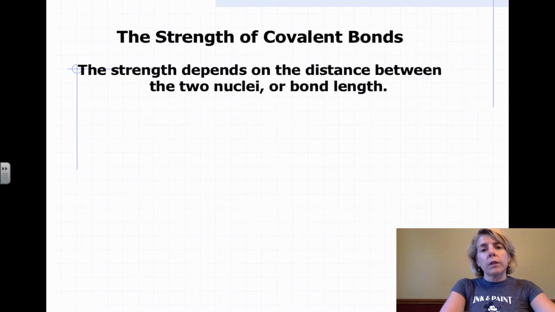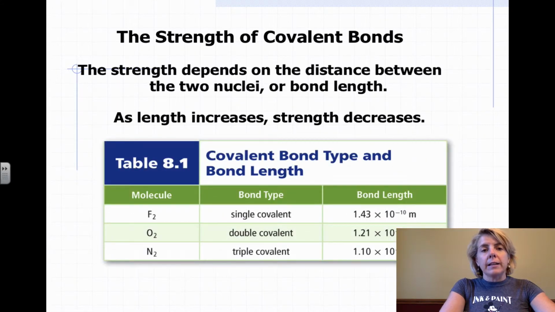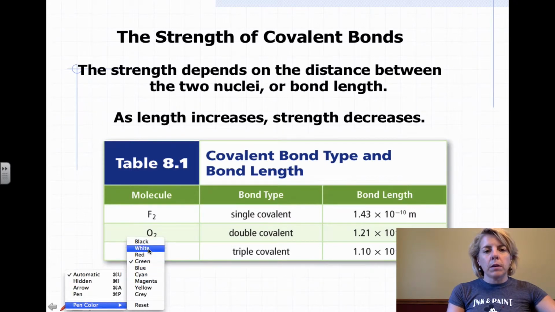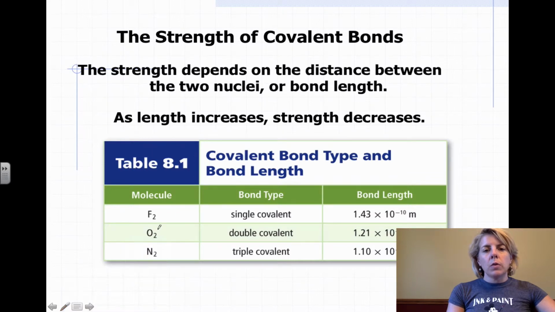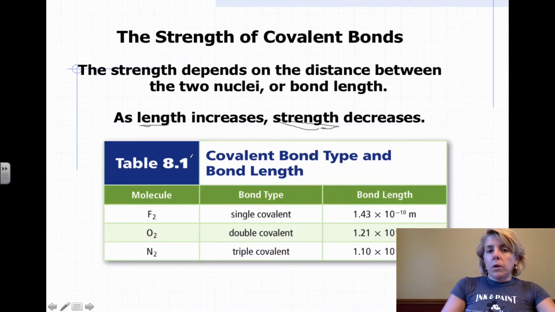Now, when we look at strength of covalent bonds, we actually find that as you increase the distance between molecules, you actually get a loss of covalent bond strength. Okay, so as you increase length, you decrease strength. Also notice that when you go from single to double to triple, your bond length actually gets shorter. So that's going to tell us something about bond strength too.